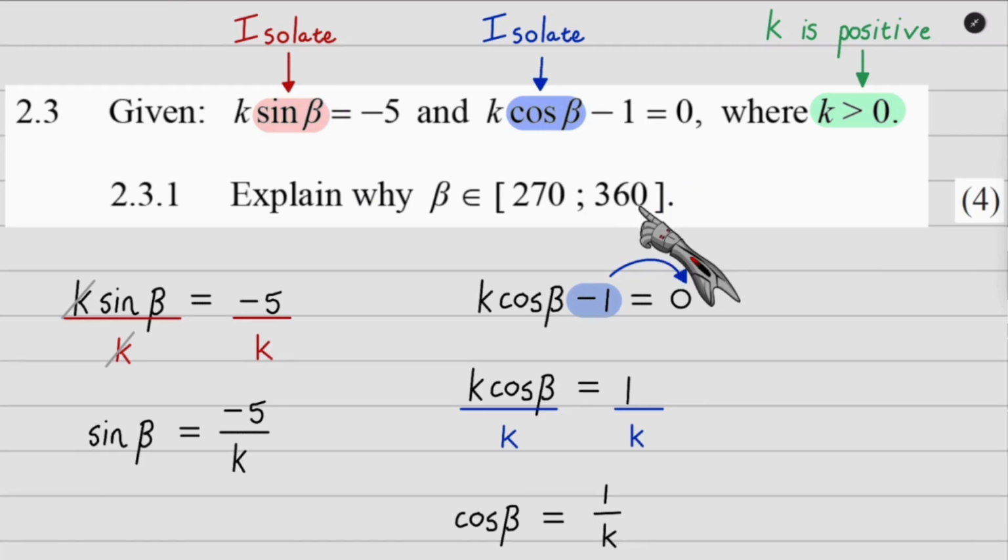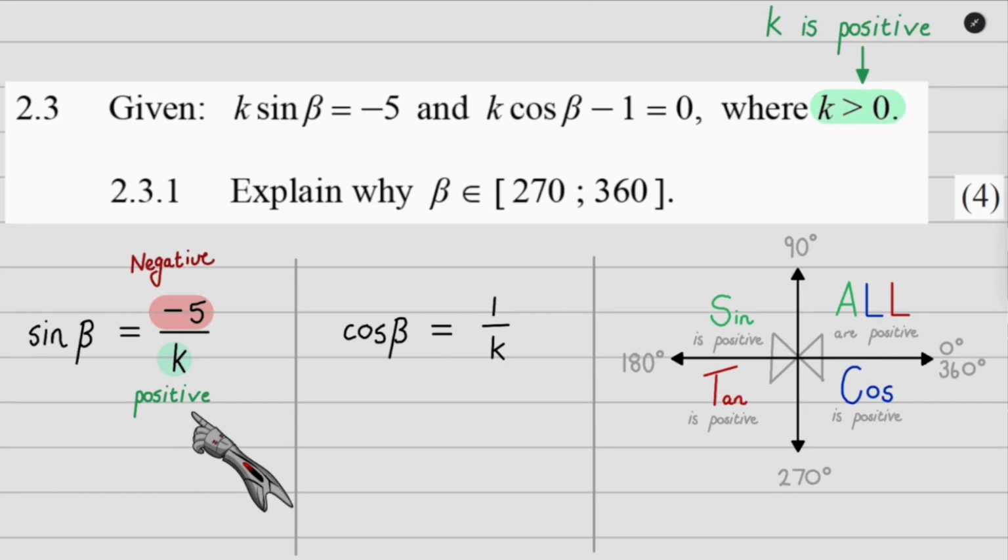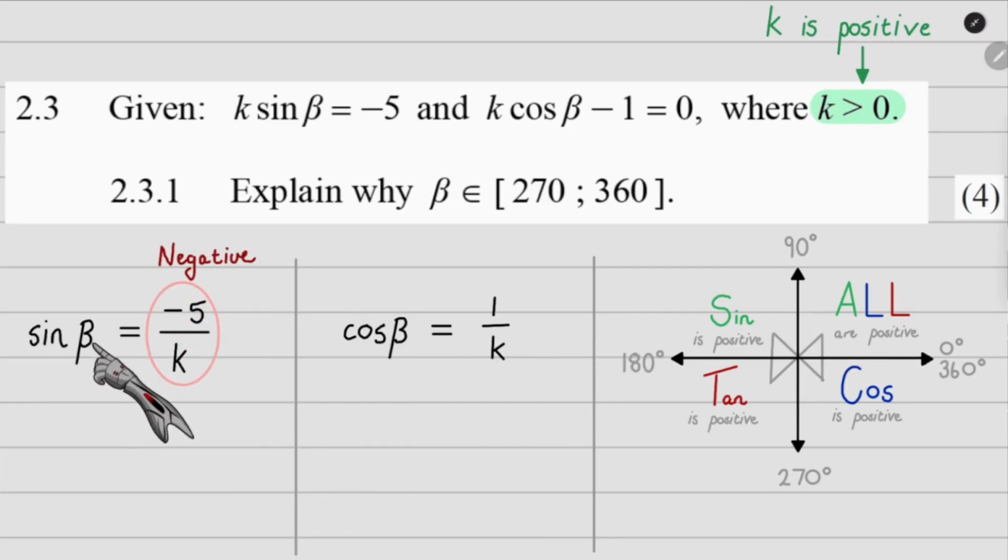So let's grab our cast diagram. So when I analyze this statement, if I look at k, we discussed earlier that they told us k is positive. So I know k is going to be positive. And if I look at the top, it's negative. It's negative 5. So if I have a negative divided by a positive, the overall result will be a negative. And now we know that sine beta will be negative.